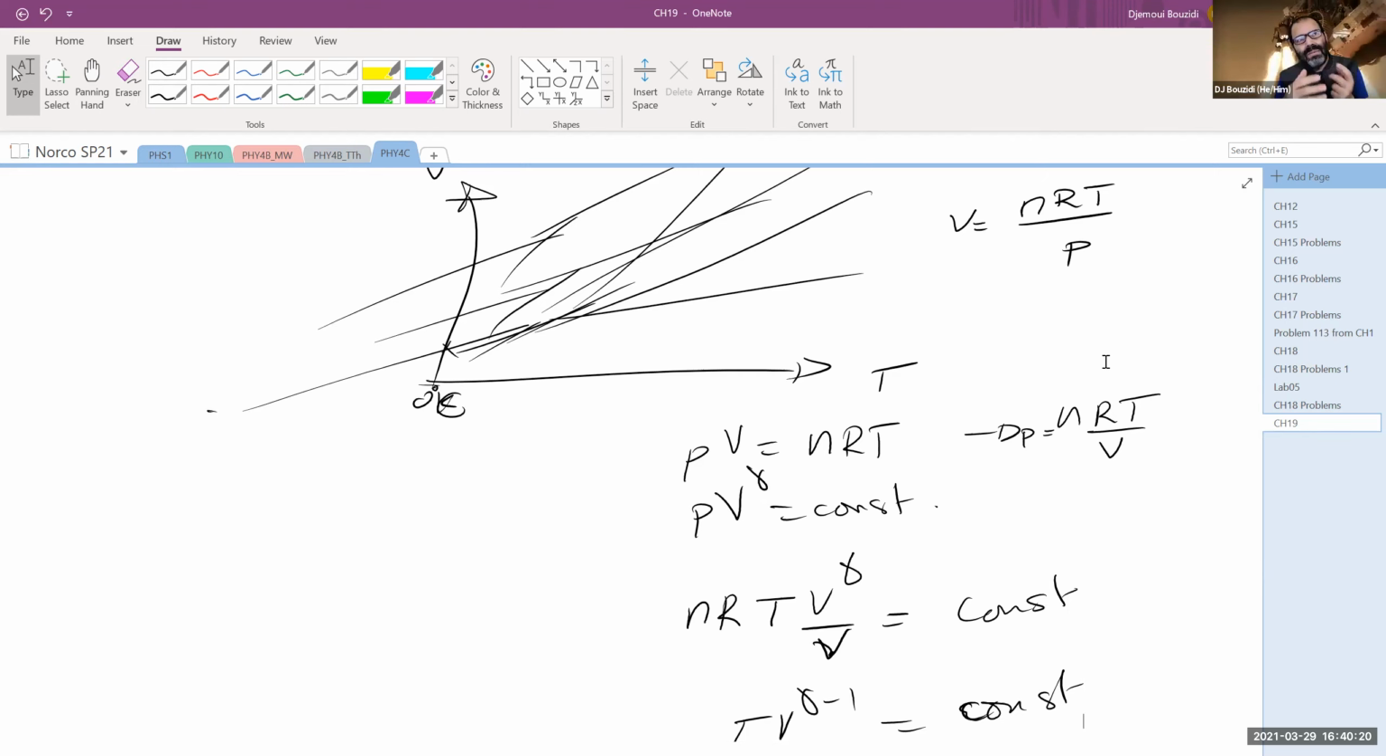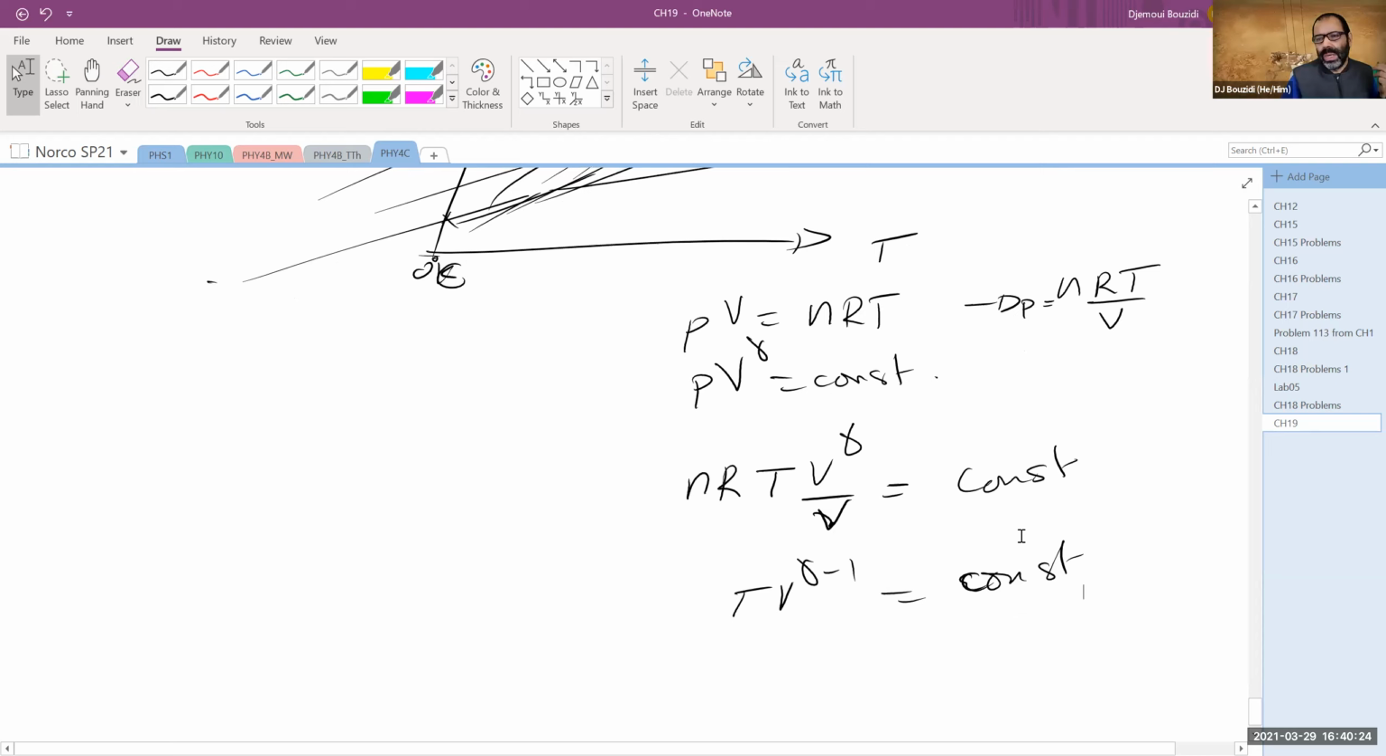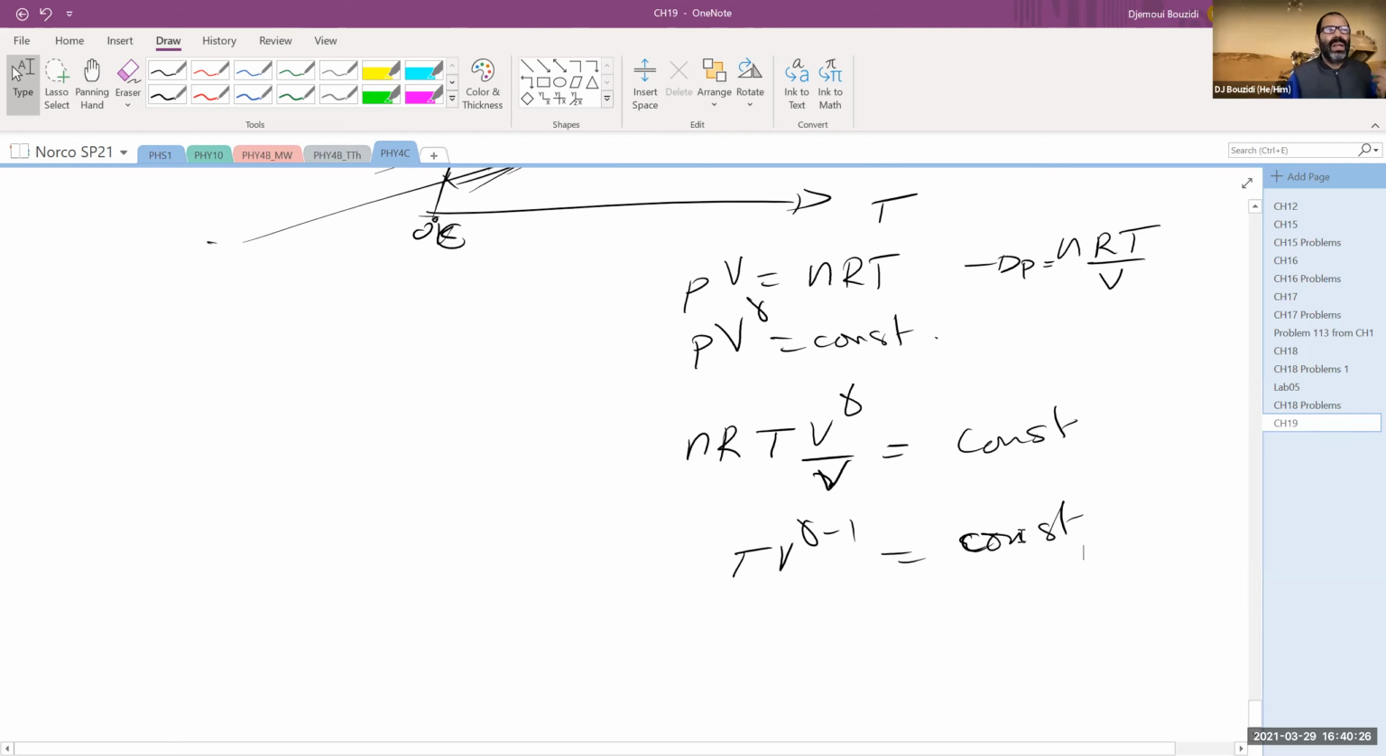It's part of the lab. We're going to have more discussion on that one. But this is basically, in a nutshell, what this whole idea is.